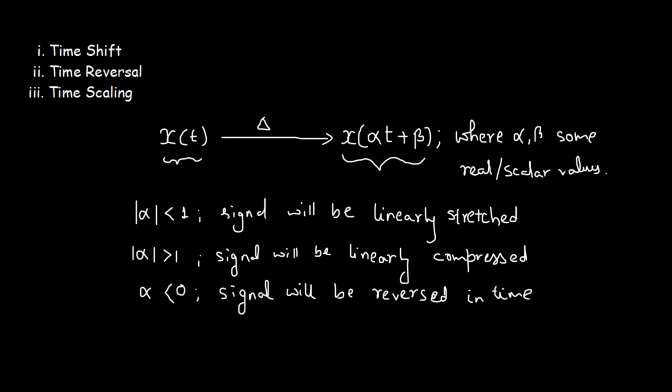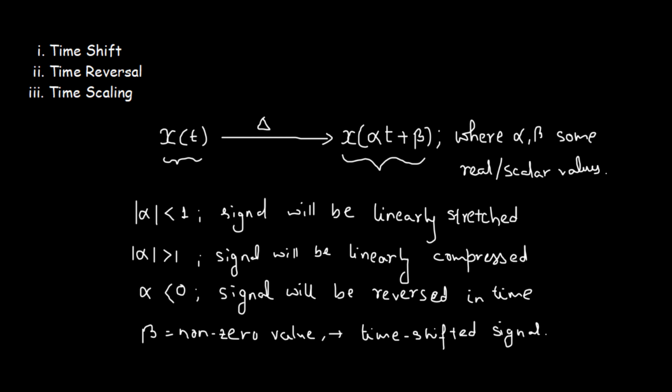And finally, the value of beta. For any non-zero value of beta, we will get a time shifted signal, which will depend upon the value of beta.